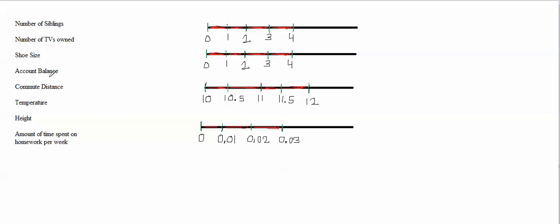So what about, what's the next one? Commute distance. Maybe commute distance in miles or commute distance in feet. It actually doesn't matter whether we say it's miles or feet. So let's just call it commute distance. Well, I guess miles would make more sense. So 0 miles, 1, 2, 3, 4.